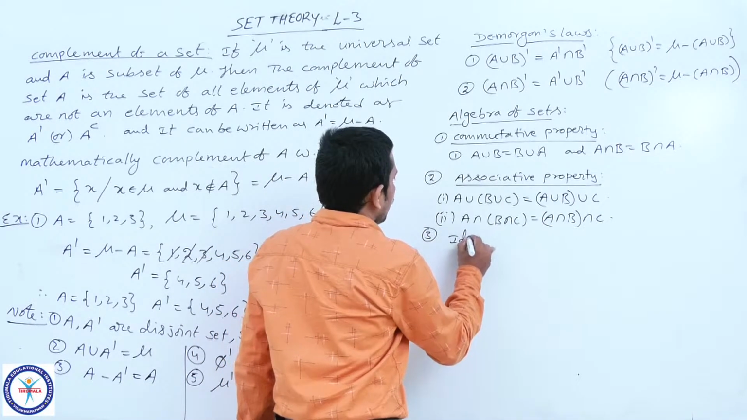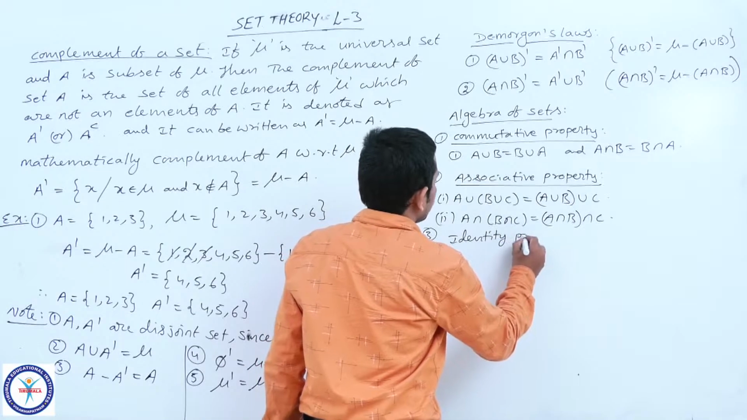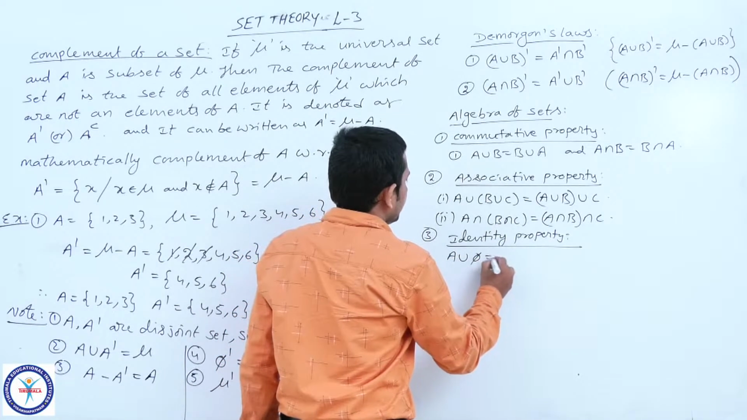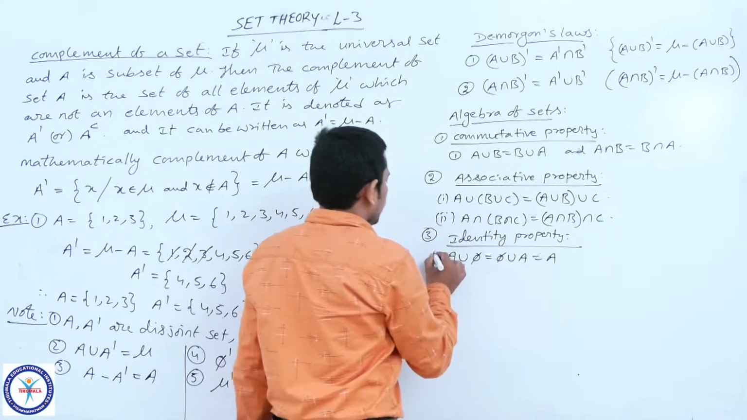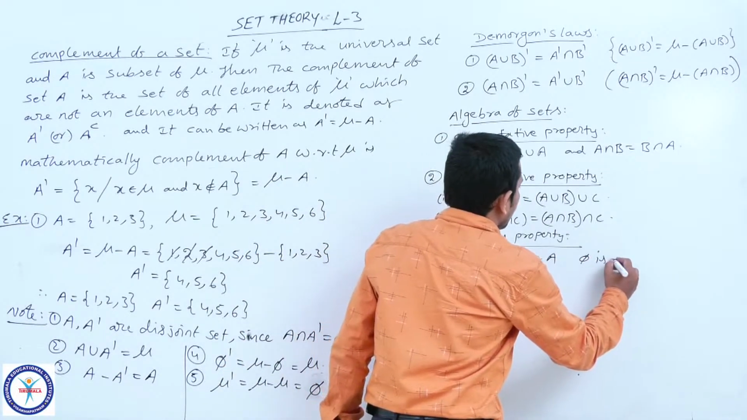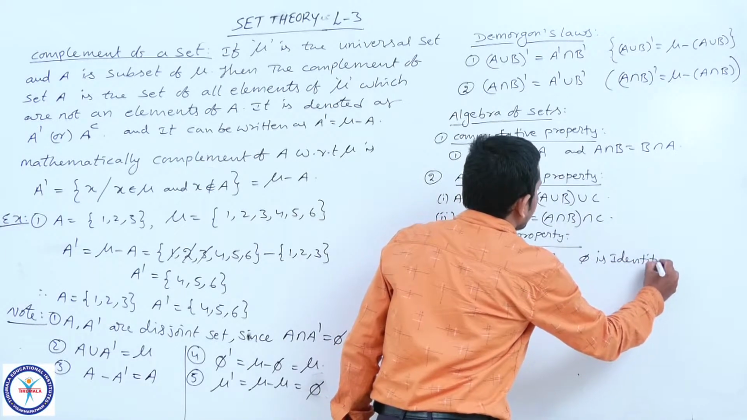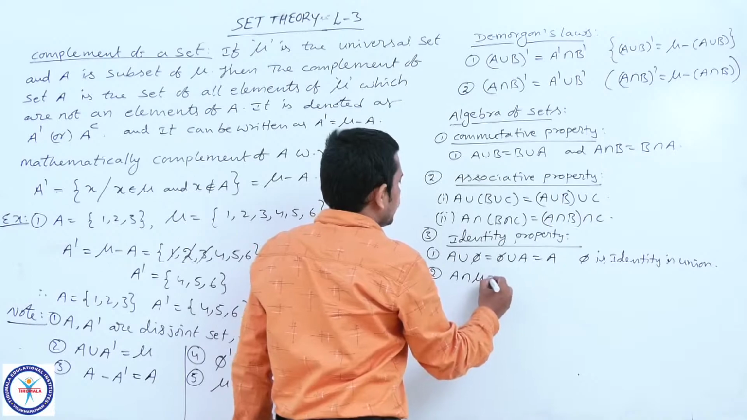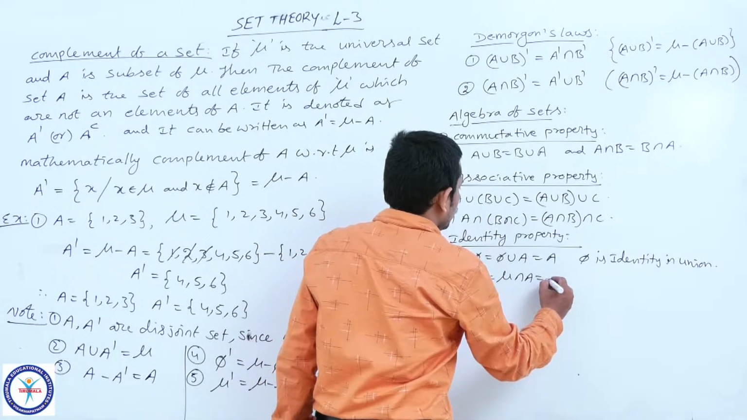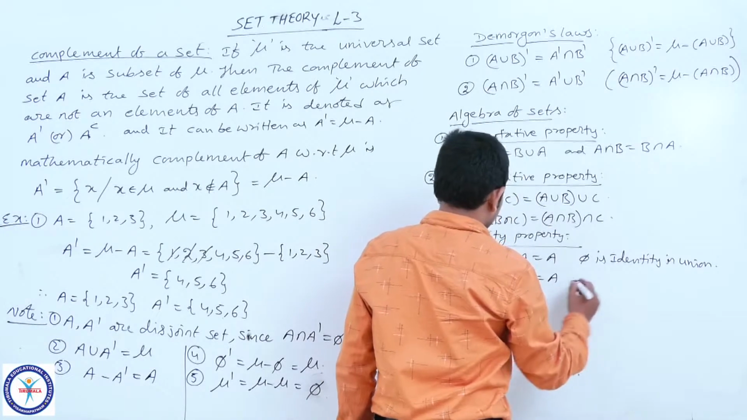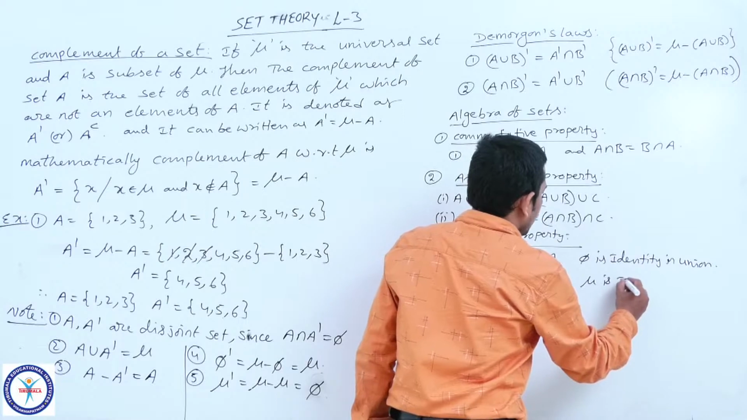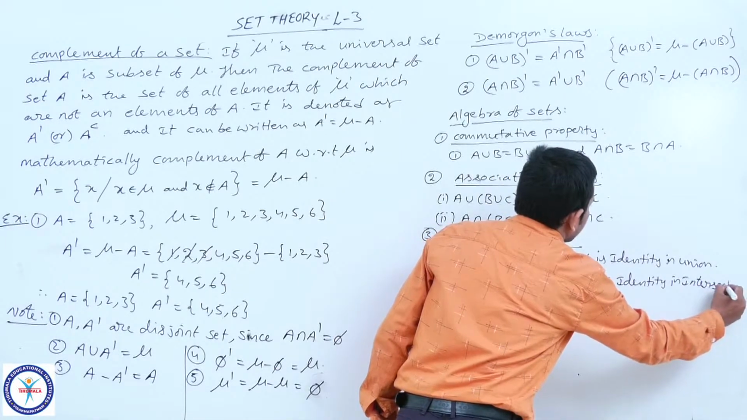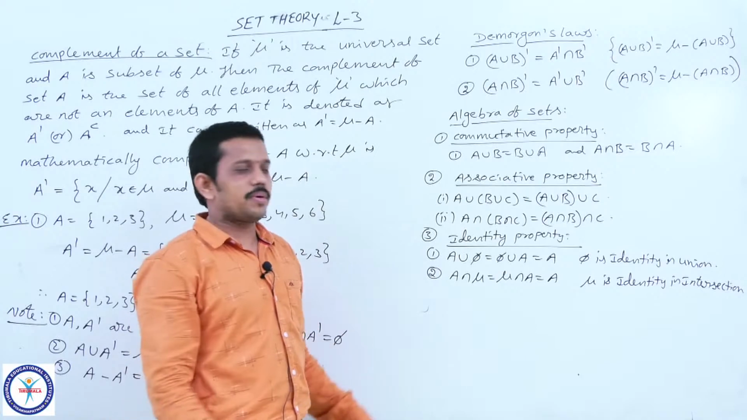Next one, the identity property. A union phi is equal to phi union A is equal to A. Here phi is the identity in union, and A intersection mu is equal to mu intersection A is equal to A, and mu is the identity in intersection. So these two are the identity properties.